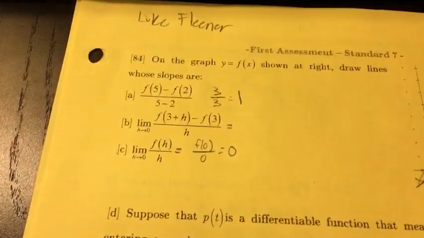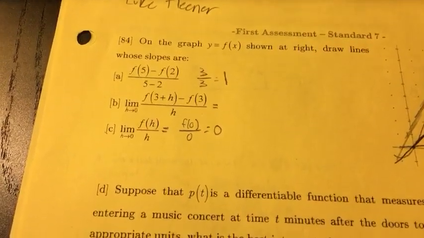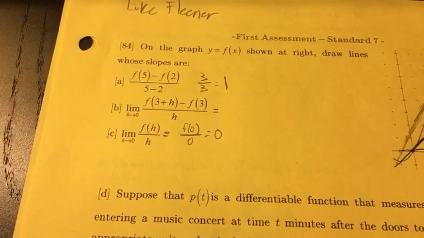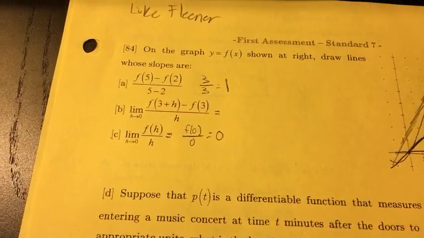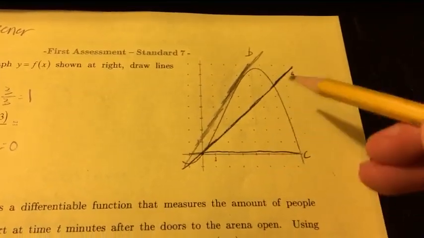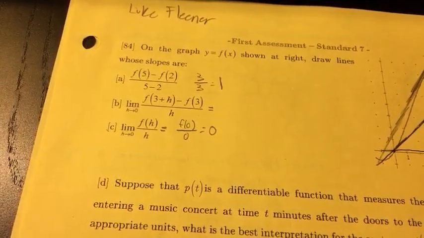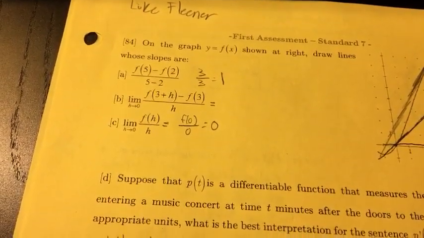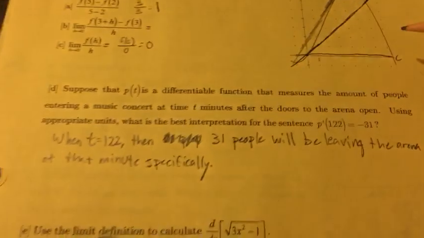And next, you have to find the limit of the tangent as h goes to 0. So f of 3 plus h minus f of 3 is just somewhere where b touches the curve on a tangent, so right here. And then the limit as h goes to 0 of f of h over h, so f of 0 over 0 is 0. So that is just a line right there.